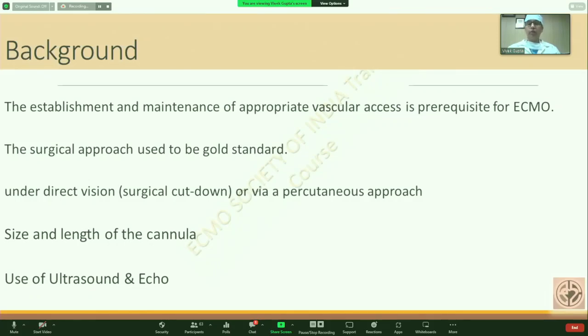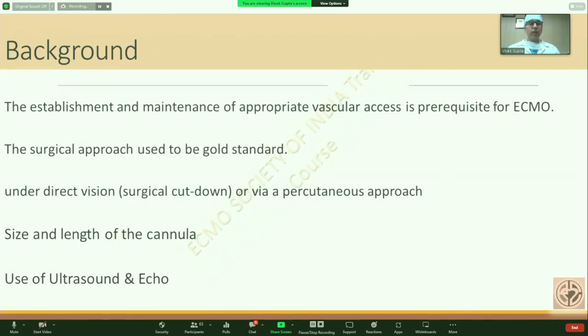Initially, when we talked about the cardiac surgical patient, cardiopulmonary bypass, or ECMO in terms of cardiac surgery, we used to think that the surgical approach was the gold standard. But now, over a period of time, we have learned that the percutaneous strategies, and semi-surgical techniques where we combine both, are also doing fine, and we are incorporating this into our day-to-day practice.